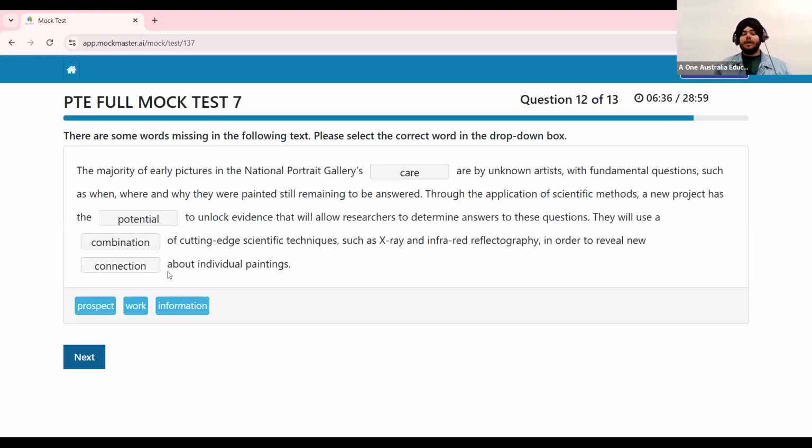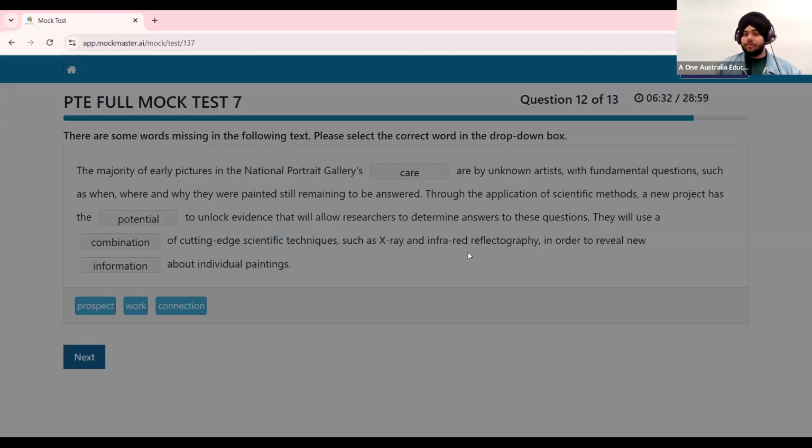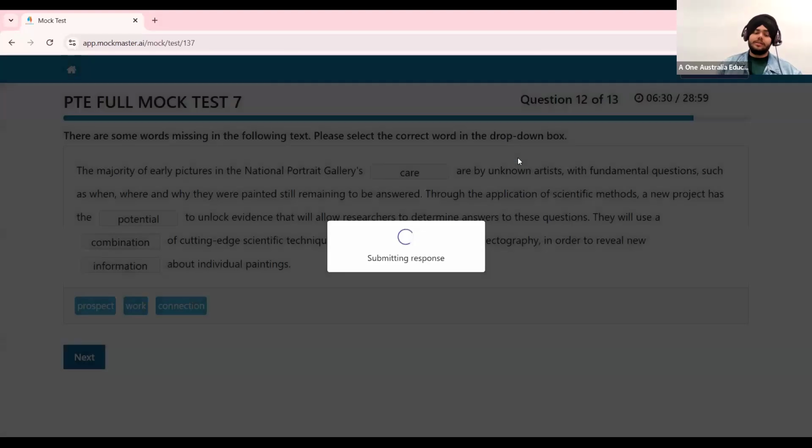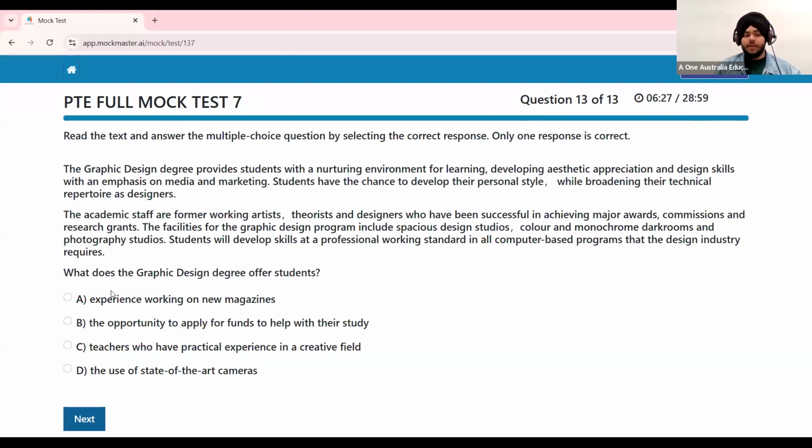I cannot reveal connection about things. Okay, but I can reveal information about things. And the last one is again a multiple choice question. Here it says, what does the graphic design degree offer students? Let's look for where they are talking about graphic design degrees.